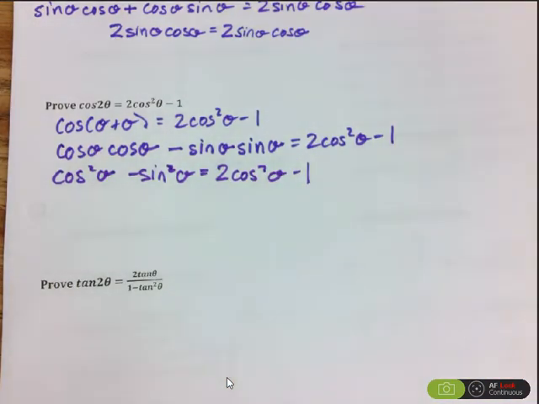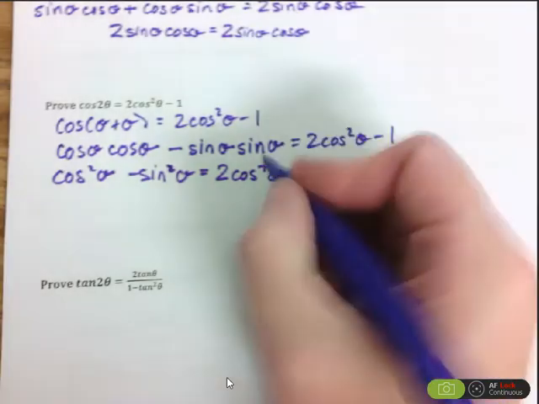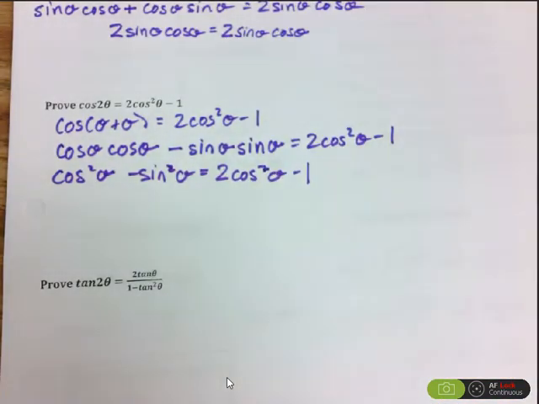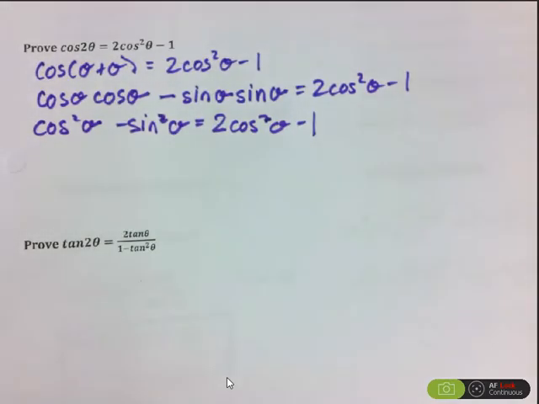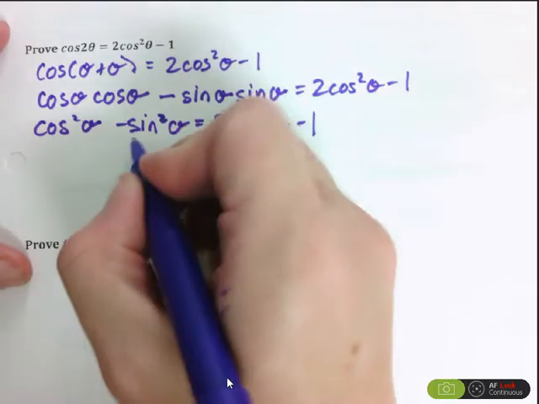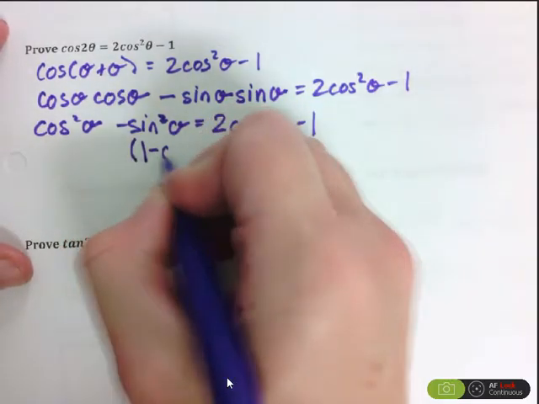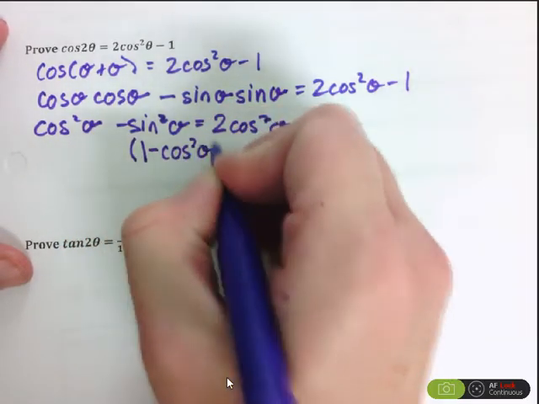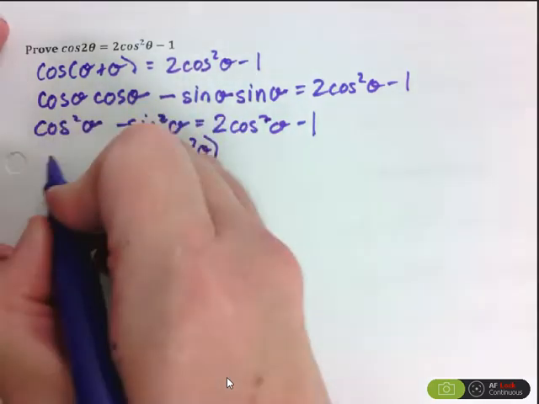All right, so once you get to cos squared minus sine squared, we are trying to get rid of those sine squareds. What can you replace that with? 1 minus cos squared. So you can replace the sine squared with 1 minus cos squared theta. Why? So that's a Pythagorean substitution. I'll show you in just a sec.